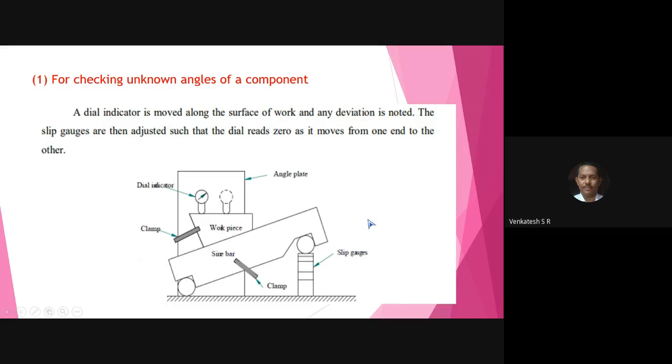See, what is the definition of taper? Taper: half taper angle, tan alpha, equals opposite side by hypotenuse. The taper is defined as (T minus D) divided by 2L.